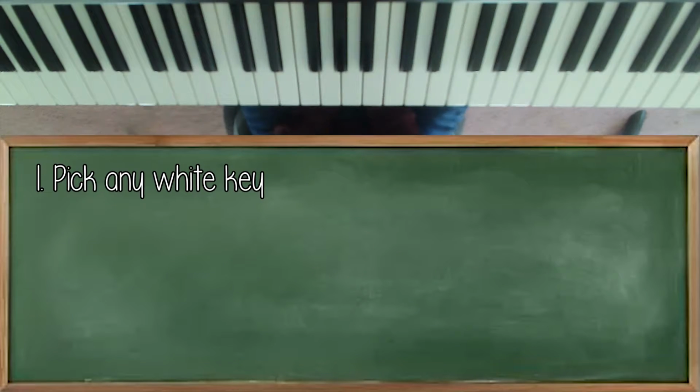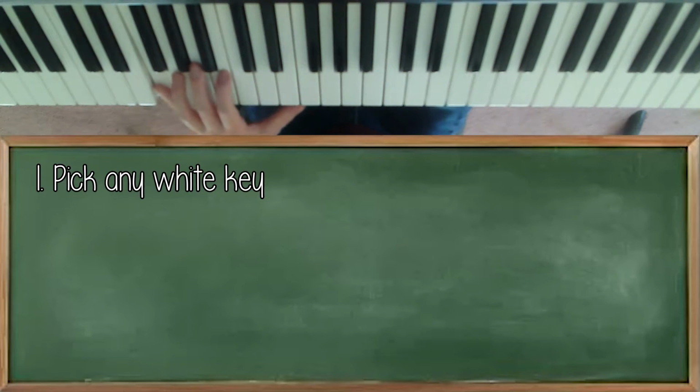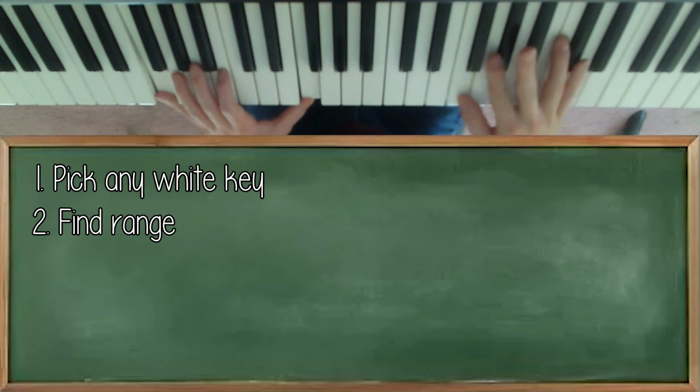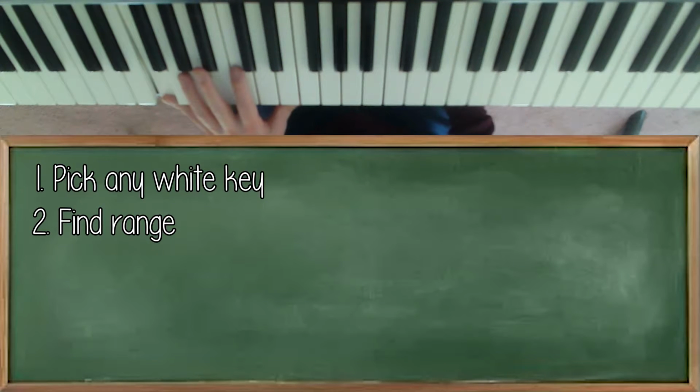So the first thing you want to do to capture a mode is to pick a note, any white key. In this case, I'm going to pick F. And then you want to find your range, and that's going to be pretty much any other F on the keyboard. Let's call this our 1.